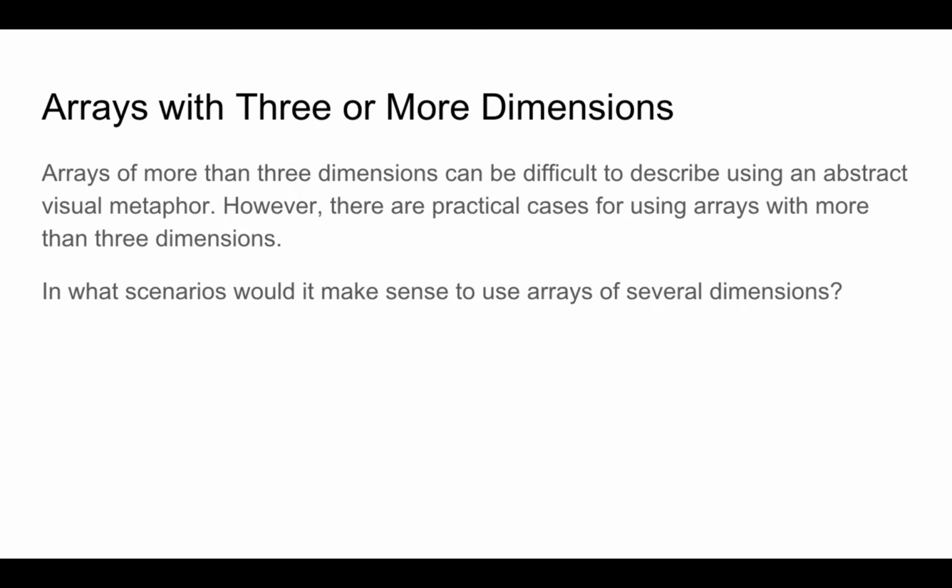Okay. And then in addition to these three-dimensional arrays, we also can introduce arrays of more than 3 dimensions, but at that point it becomes a bit more difficult to try to describe them using an abstract visual metaphor, kind of like what we did for the rows and columns with two-dimensional arrays, and then the introduction of pages for three-dimensional arrays. Once you get into 4 dimensions, at that point it's basically the equivalent of a hyperspace. It starts to make almost no sense visually. But there are some practical cases for whenever you're using arrays with more than 3 dimensions.